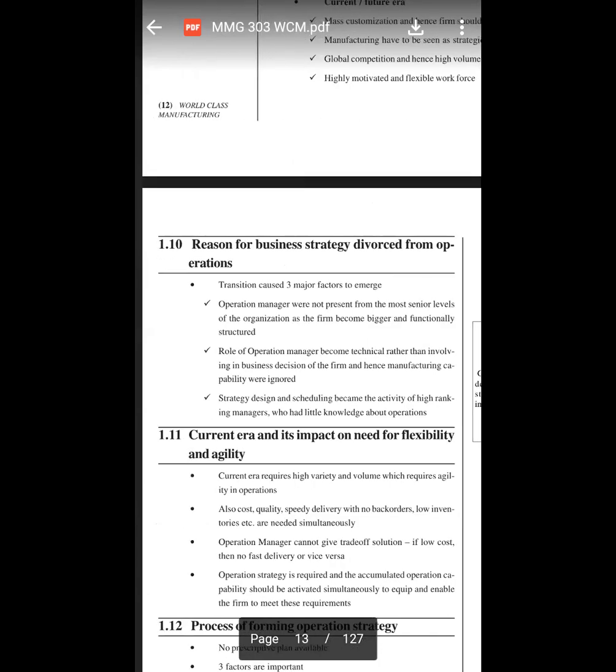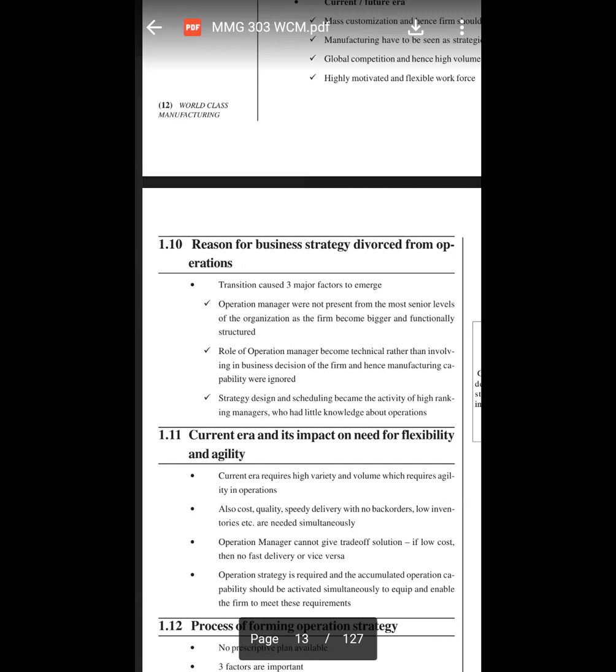Now, there are three major reasons why the business strategy is divorced from operations. Now see, operation management was not present from the most senior levels of the organization as the firm became bigger and functional in structure. Okay, the role of operation manager is not there in the senior level management.